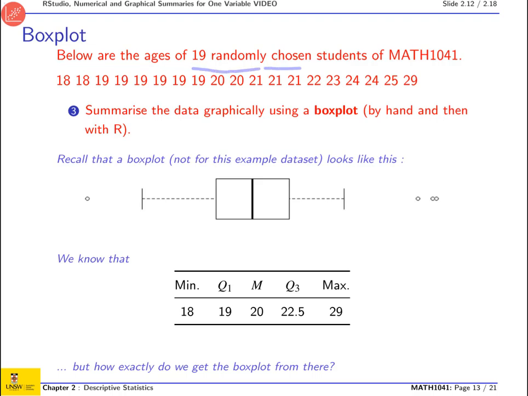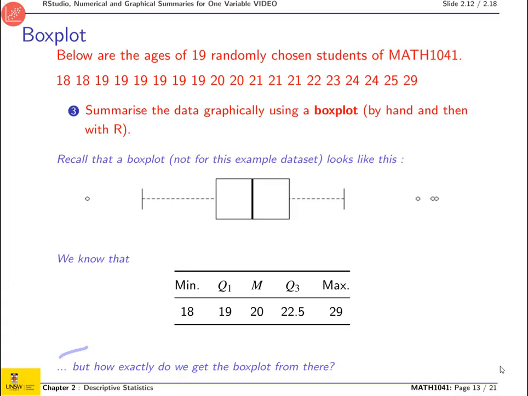Below we have the ages of 19 randomly chosen students, and we want to summarize the data graphically. We are told to use a box plot. So we remember the box plots look like that. Maybe you're not too sure what these dots mean. And we also know that it's somehow obtained from the 5-number summary.